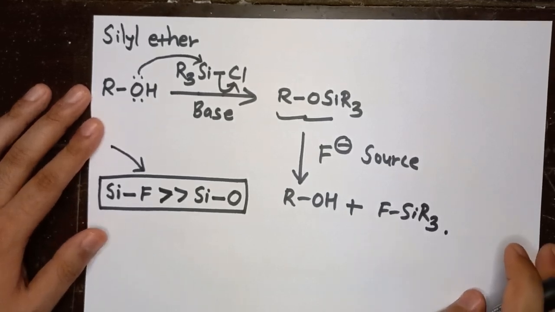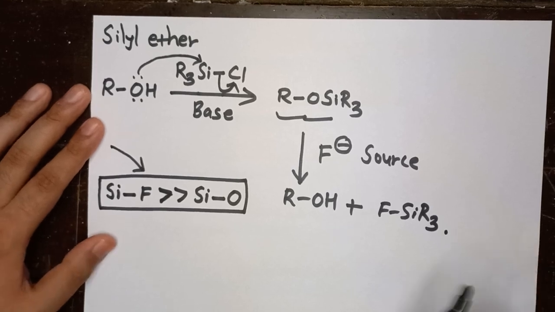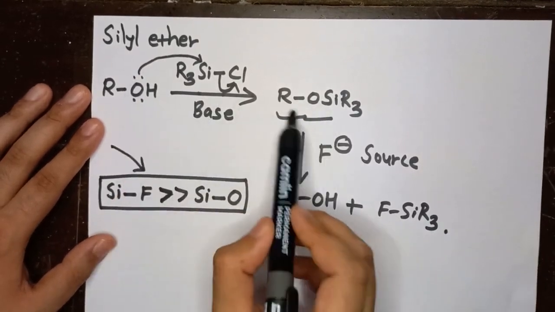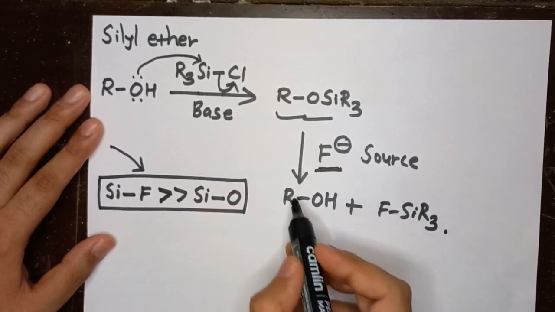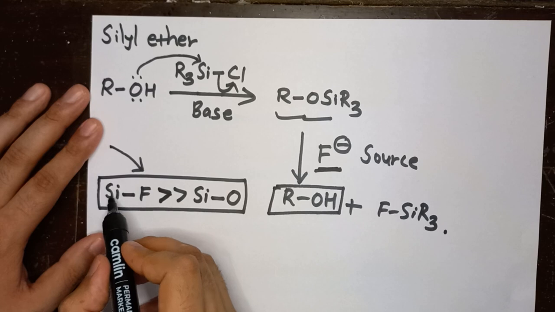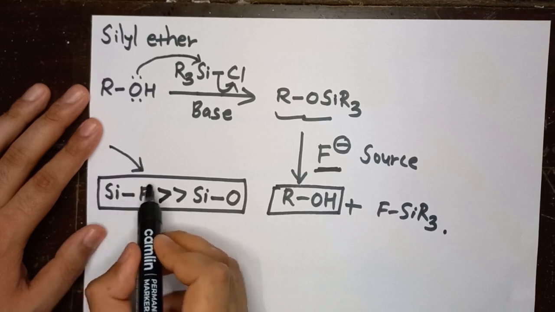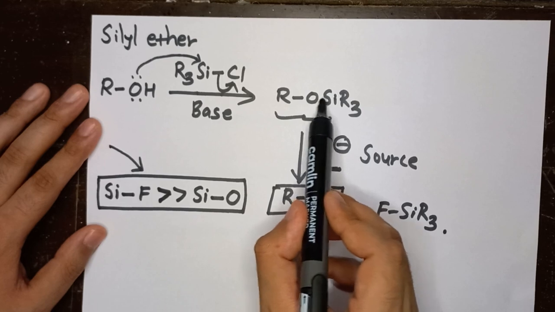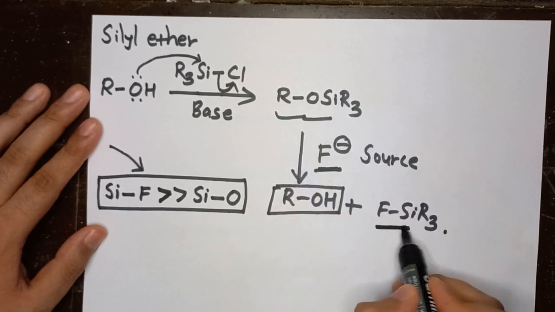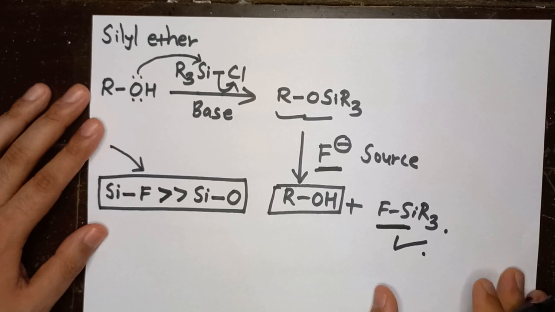Okay, so this is about silyl ether. You protect your alcohol group as a silyl ether by using silyl chloride. You use any F minus source and you will get back your ROH, simply because silicon has much more affinity towards fluorine as compared to oxygen, and that's why it is breaking the silicon-oxygen bond and forming a silicon-fluorine bond.